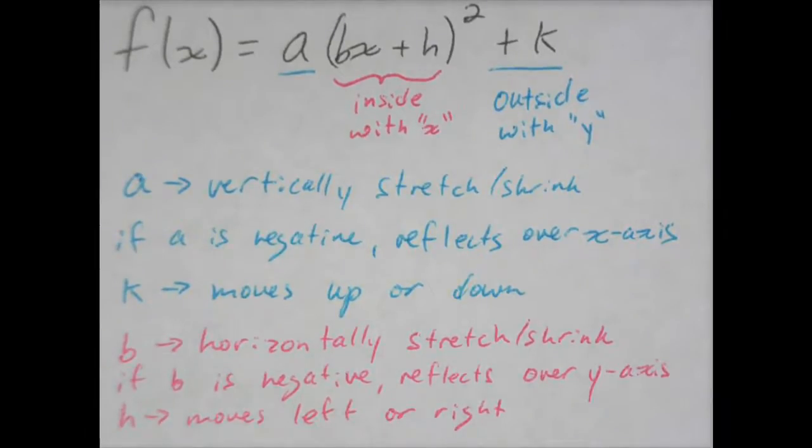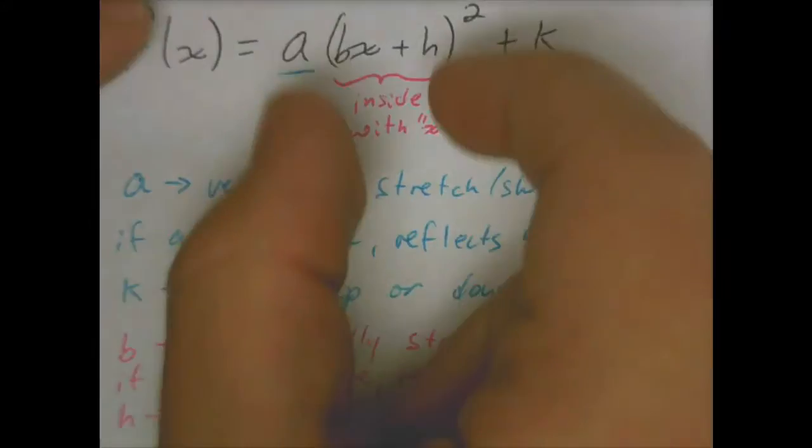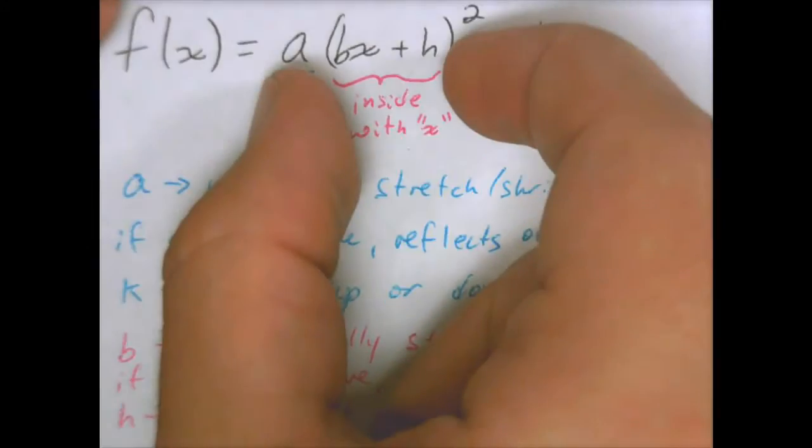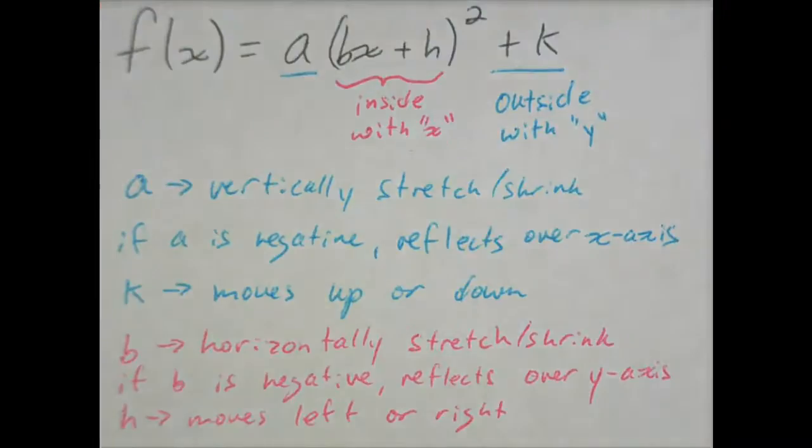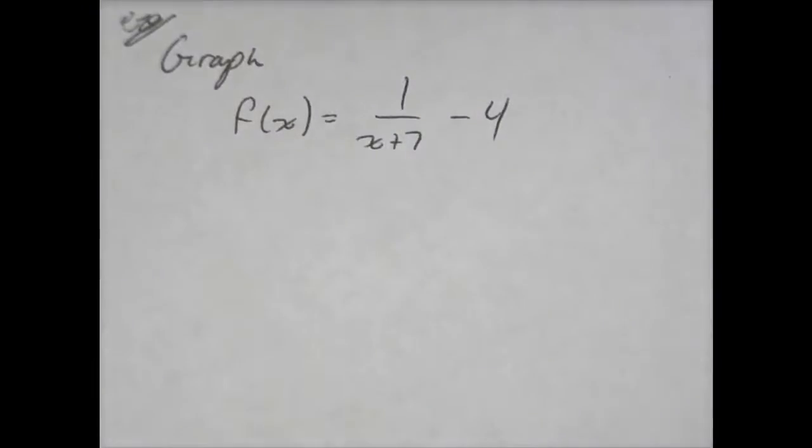Anyways, if B is negative, it is going to reflect it over the y-axis. H will move everything left and right. So again, notice that everything on the inside affects it in the x direction. Everything on the outside will affect things going in the y direction. All right, so I'm going to look at our first example.